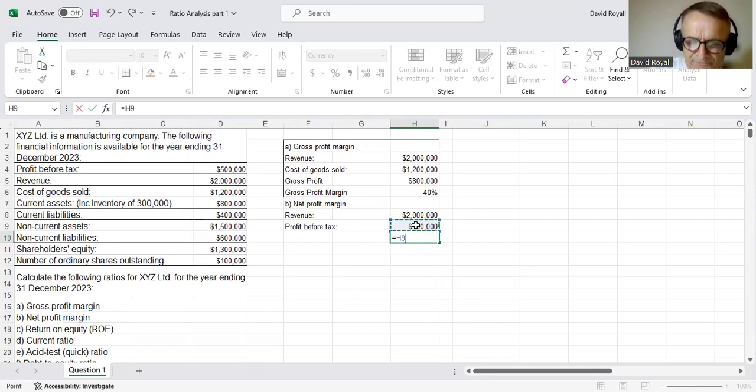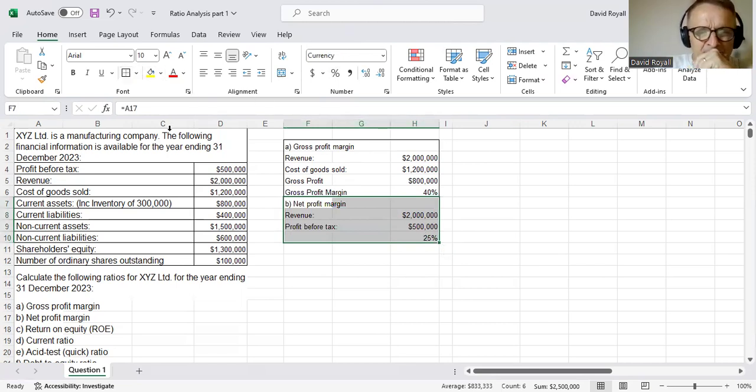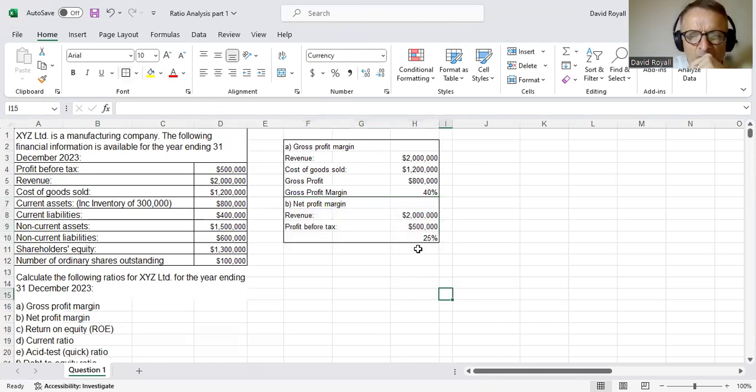So if I take the 500 and I divide it by the 2,000,000, I will get, once I've formatted it as a percentage, 25%. So after all the expenses, we will be making, for every sale of $1, 25 cents. Obviously, $100 of sale gives us $25 of profit.